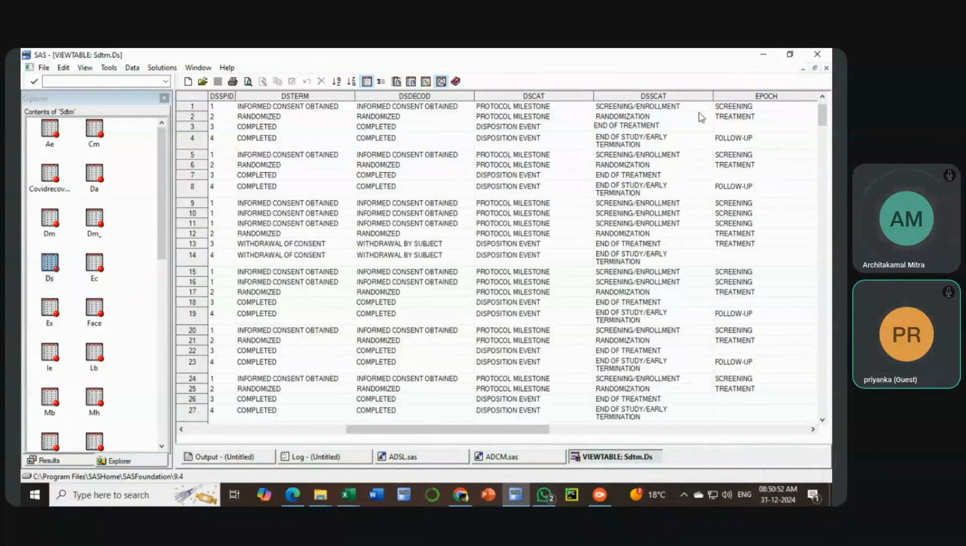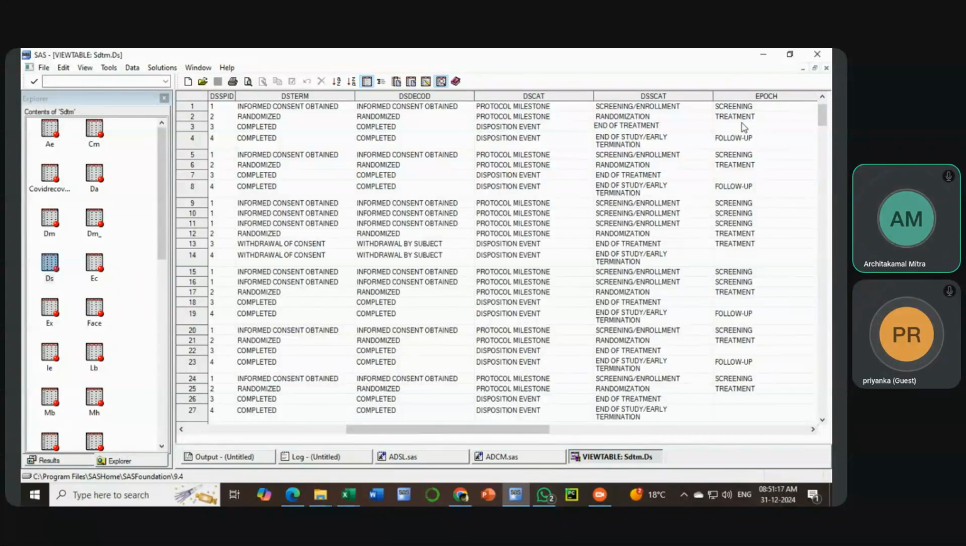But here, probably during the screening, the informed consent. Yes, you are correct. During the screening phase, only the informed consent was obtained. When the treatment started, probably the randomization was done and the people were immediately given treatment. That's why this treatment comes under this randomization. Randomization DSS cat comes under treatment, correct?